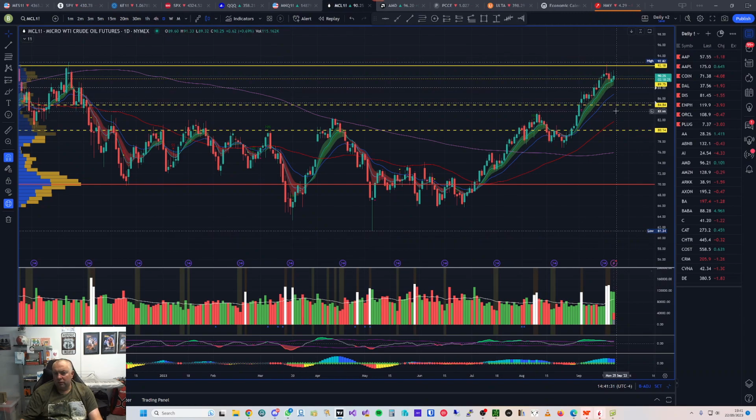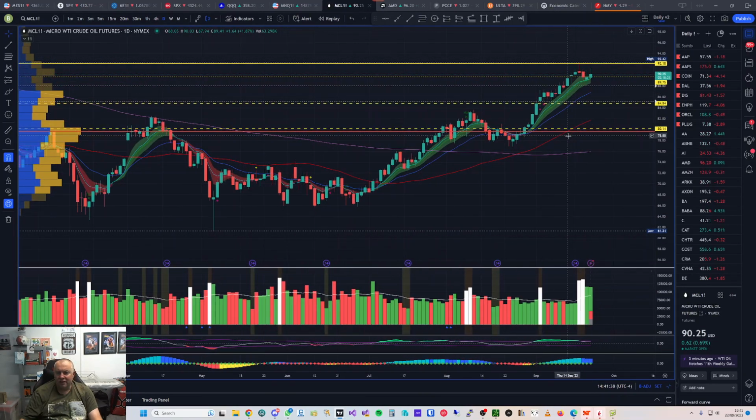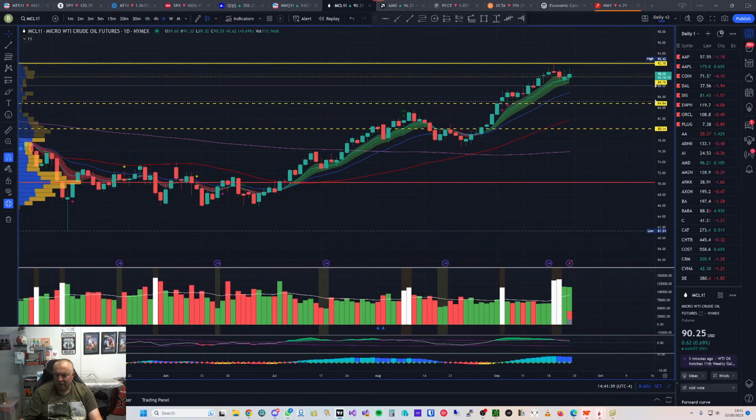Okay, oil. Oh, look at that. What we're looking at daily. So we've seen the daily. Look at these topping tails. So this level I've been talking about for some time, 92.18, came into play.